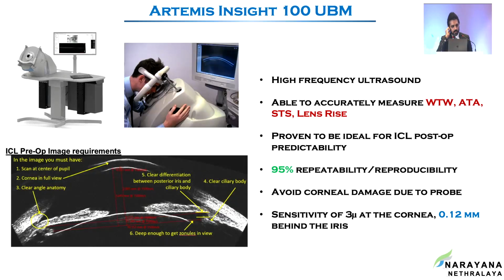Now, there is a device called the Artemis Insight 100 UBM. This also is a fantastic device with which you can objectively calculate, and it really helps you in the right calculation of STS and other parameters like white-to-white and so forth. And the repeatability and reproducibility is almost 95%. So this is a fantastic objective way, because a regular UBM with the STS is very subjective. It really depends on the person who's doing the scan.